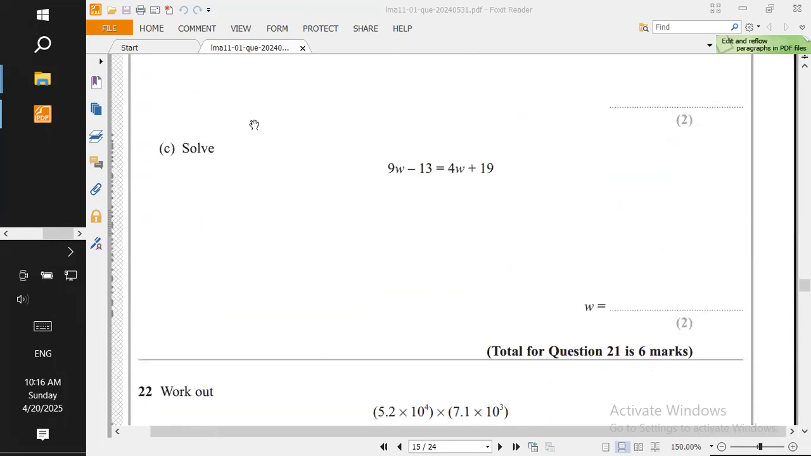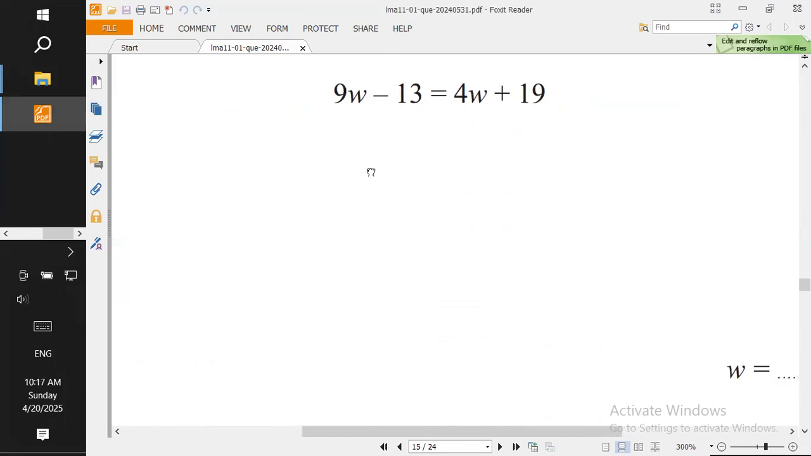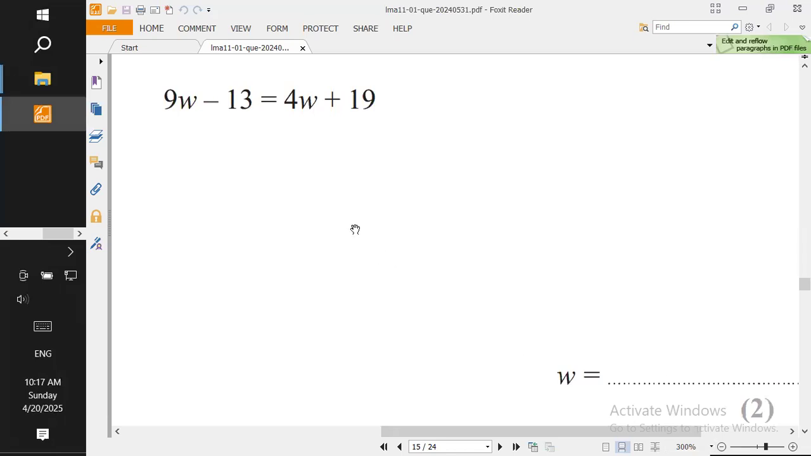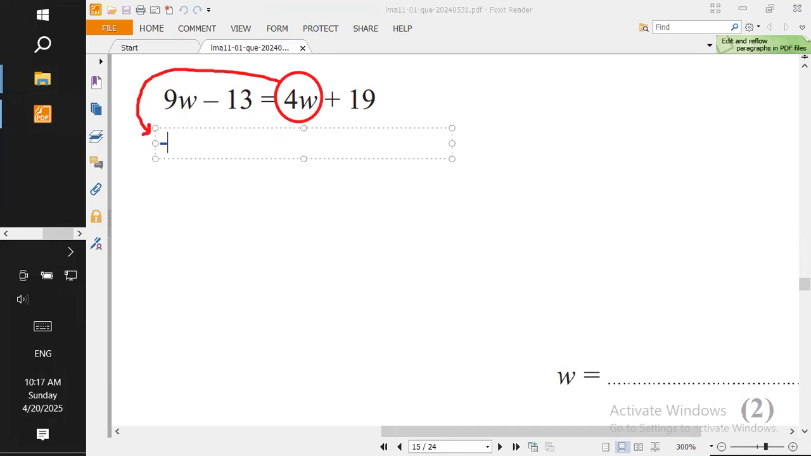Next question here is C, solve. We need to solve this. And solving means find the value of W. Find the value of the variable or W here. So same idea. I have 9W minus 13 equals 4W plus 19. This is an equation. I need to put all the variables on one side. So I'm going to take this W, 4W, and take it to the other side. And because it's positive, it means this will become what? Very good. This will become negative on this side. So it's going to be negative 4W. That's the first step I did.